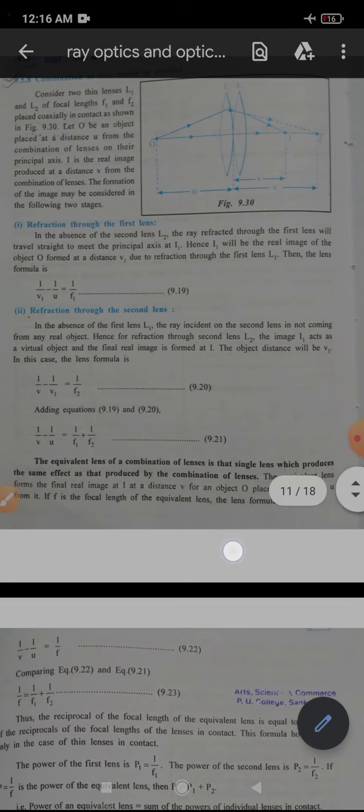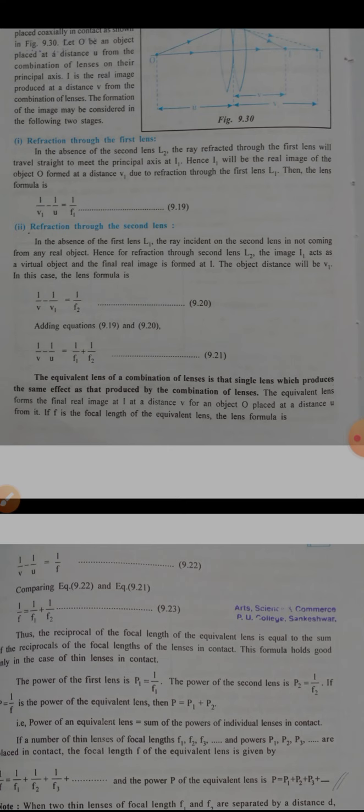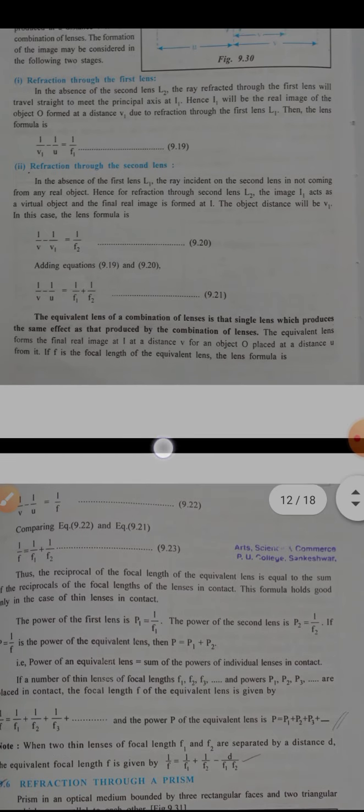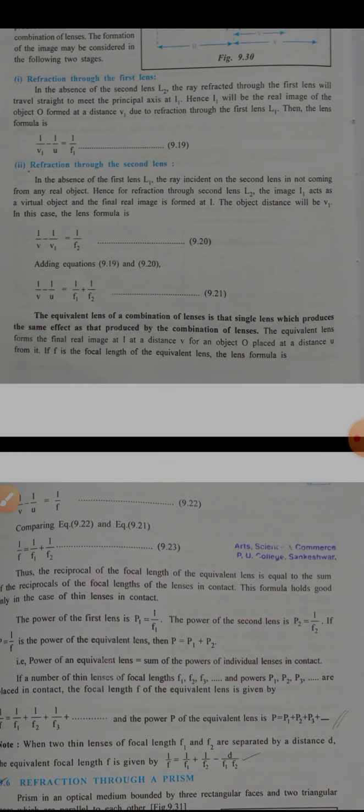By using the thin lens formula, we will have 1 by V minus 1 by V1 is equal to 1 by F2. By adding these two equations, we will get 1 by V minus 1 by U is equal to 1 divided by F1 plus 1 divided by F2. It says that the equivalent lens of a combination of lenses is that single lens which produces the same effect as that produced by the combination of lenses.